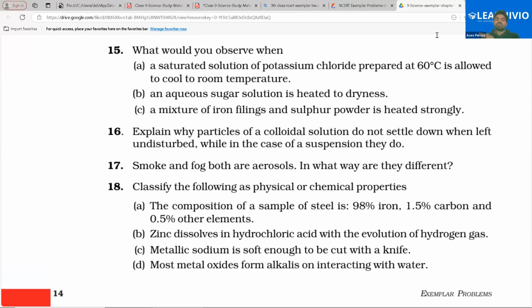Explain why the particles of colloidal solution do not settle down when left undisturbed, while in case of suspension they do. First tell me the answer orally, and if it is right then I will allow you to write, otherwise I will make you write that one. Tell me. Explain why the particles of colloid solution do not settle down when undisturbed, while in case of suspension they do.